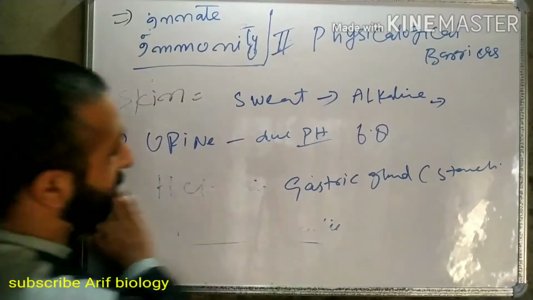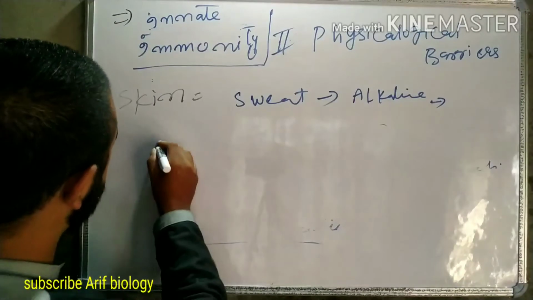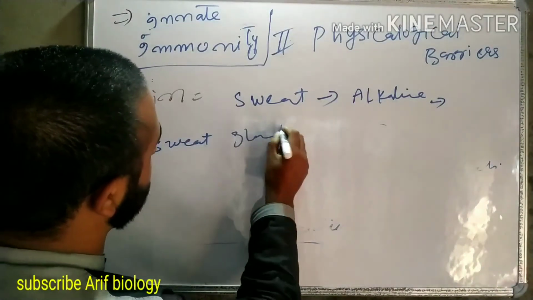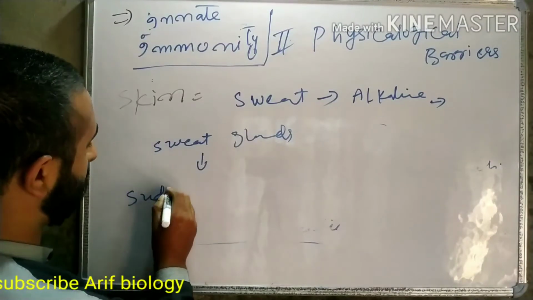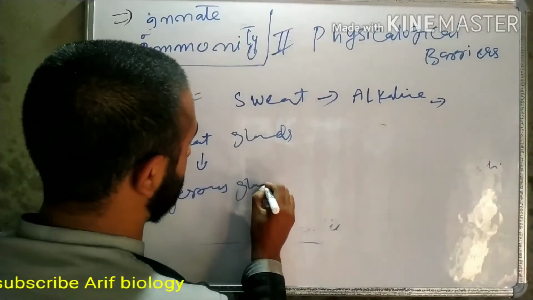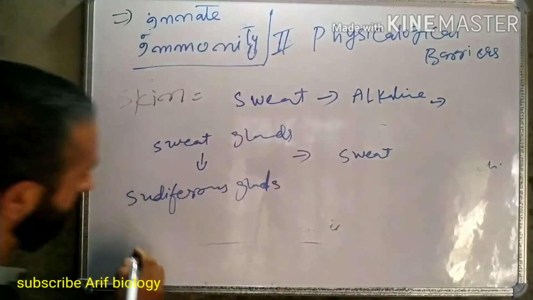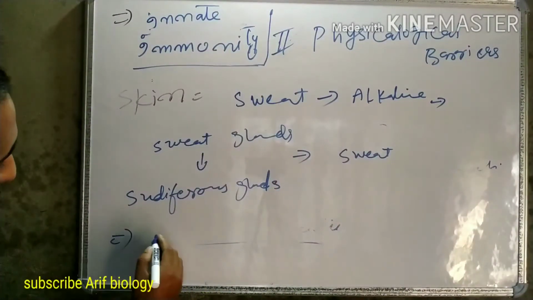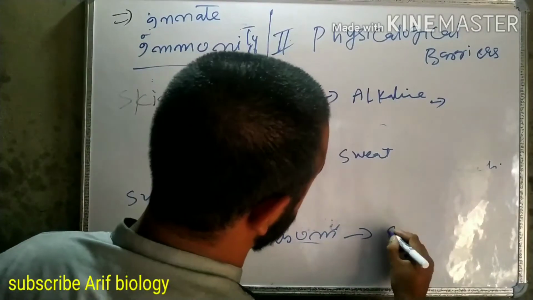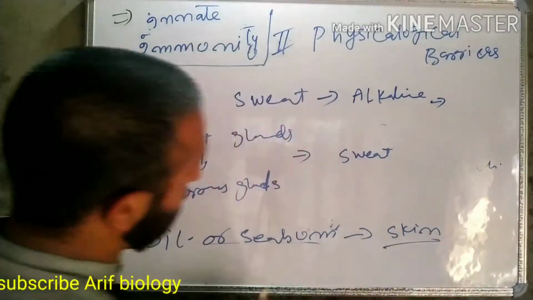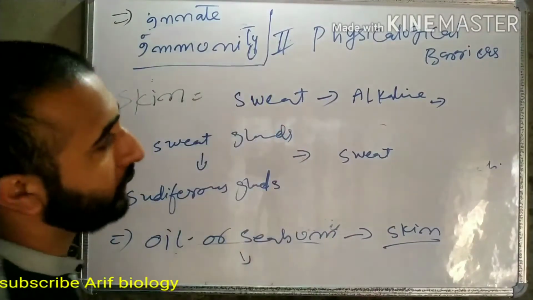We also have sweat glands. ठीक है ना? Sweat glands are also known as sudoriferous glands. These sweat glands secrete what? Sweat, as I told here. We also have oil or sebum. It's also secreted by skin. ठीक है ना? This oil or sebum also protects our body. These are all the physiological barriers.